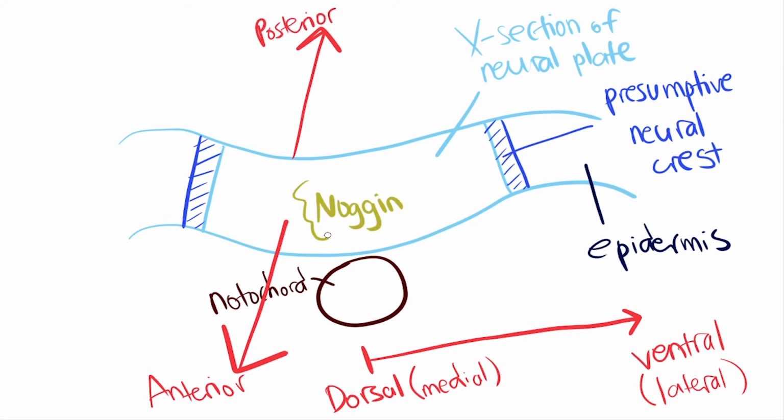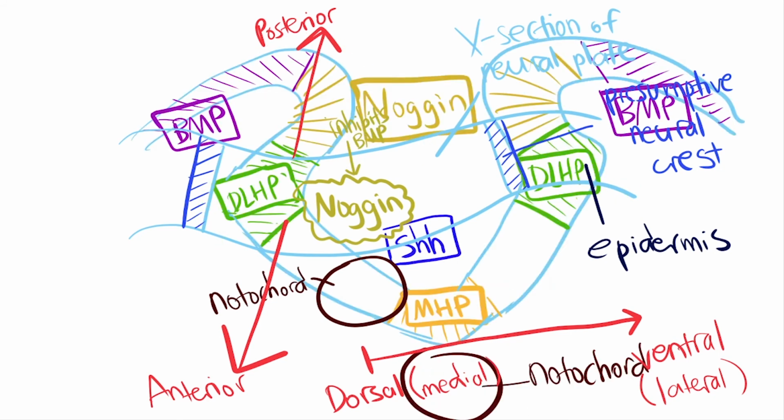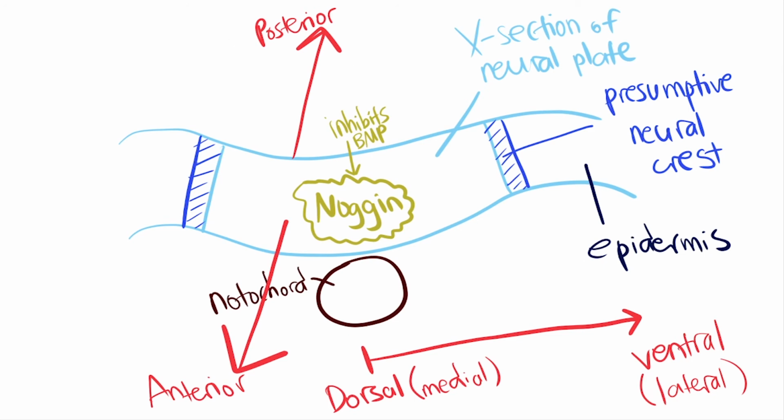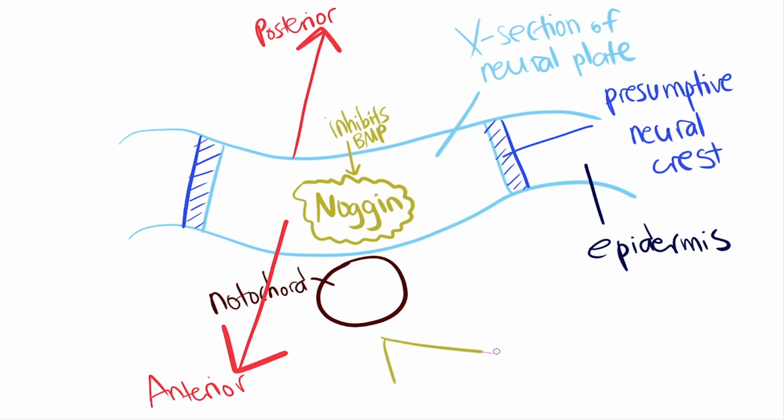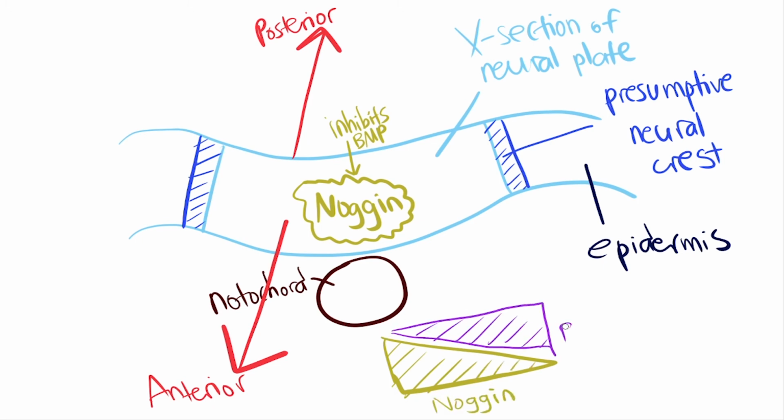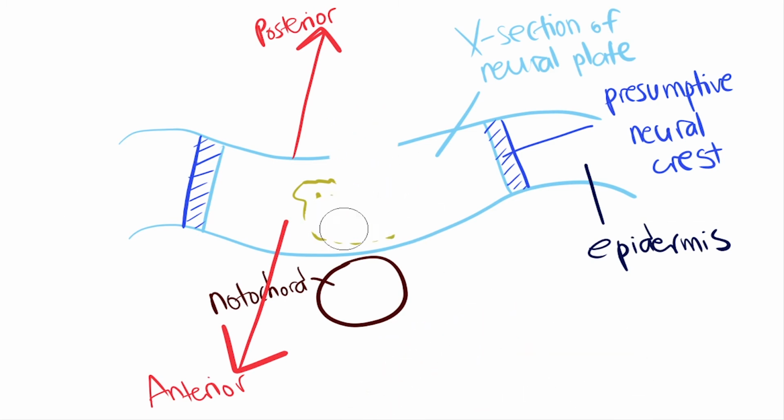Remember from before, noggin, a BMP inhibitor, is concentrated at the dorsal regions of the neural plate. This means that there is a gradient of BMP inhibitors starting from the dorsal side and decreasing towards the ventral side. This means that the BMP gradient will be opposite to its inhibitors' gradient, from the ventral to dorsal side. This concept applies to WNT inhibitors as well.